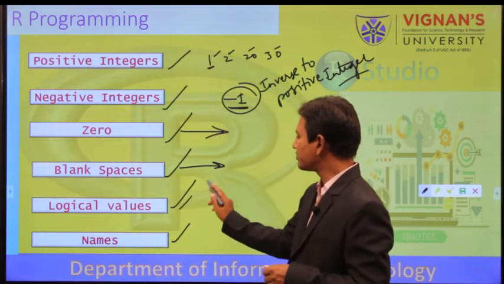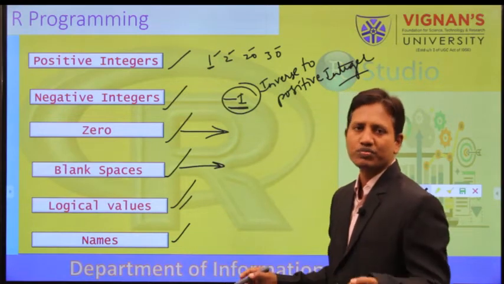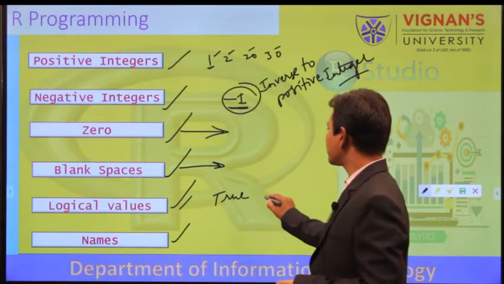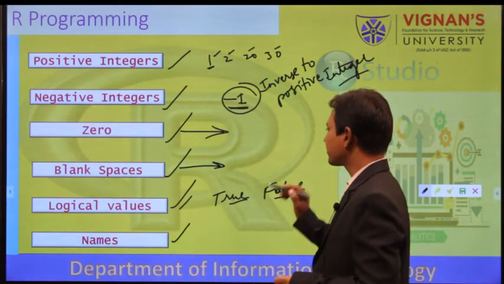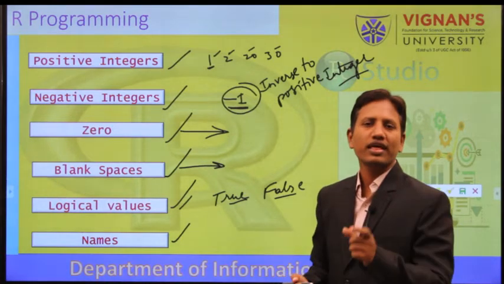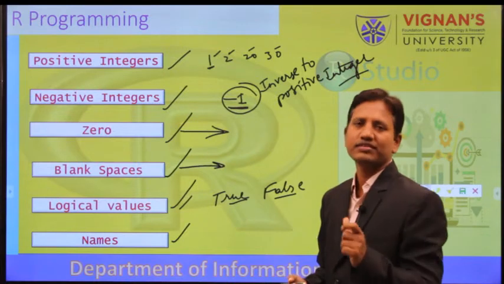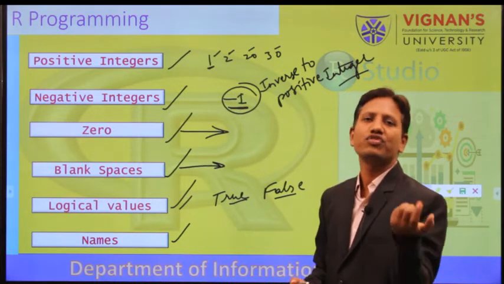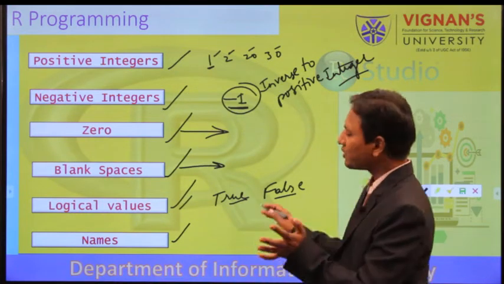And logical values. Here we have only two logical values, two possibilities. One is true, another one is false. So if you put true, that index location, whatever the value is present in that location, that value is going to be returned. If you put false, it is not going to return. I'll show you an example.